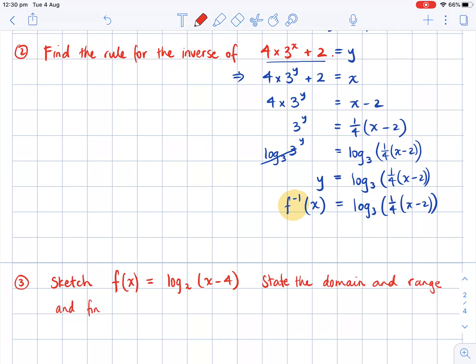And find the x and y axis intercepts. And because I'm quickly making this up on the spot, I'm going to change that to a plus, so I actually get an x and a y axis intercept. So we're sketching f of x equal to log to the base 2 of x plus 4, and we're going to state the domain and range and find the x and y axis intercepts.